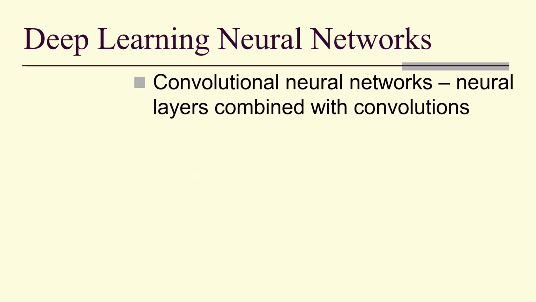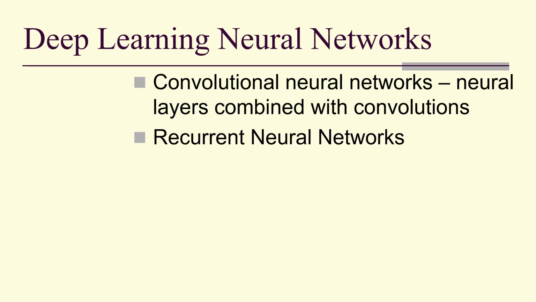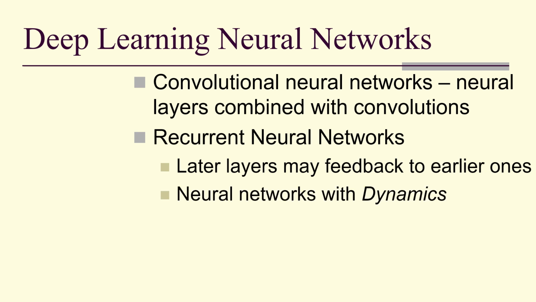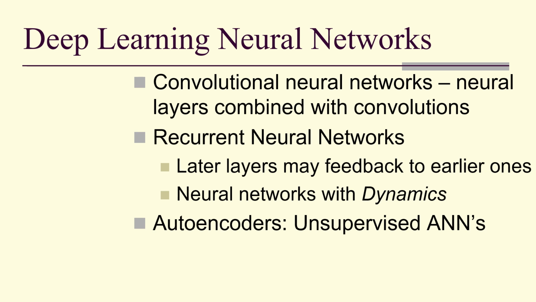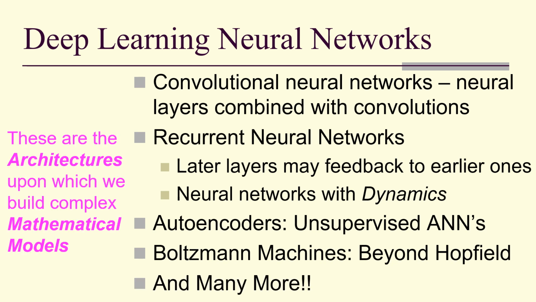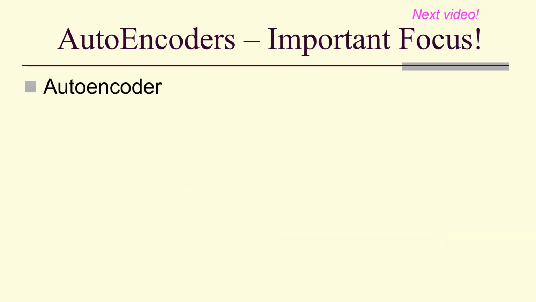So deep learning neural networks: you've got convolutional neural networks, where neural layers are combined with convolutions. Recurrent neural networks, where later layers may feed back to earlier ones. Neural networks can have dynamics. Autoencoders, unsupervised artificial neural networks, Boltzmann machines go beyond Hopfield, and many more. And these are all architectures upon which we build complex mathematical models. Let's begin with autoencoders, which are going to be very important for us.